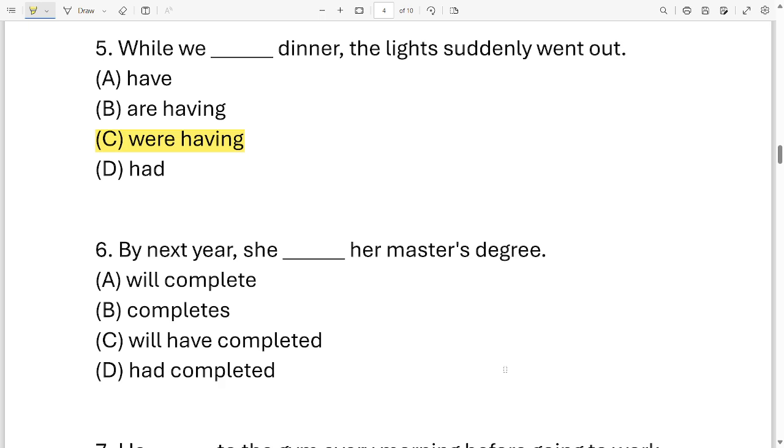Next sentence. By next year, she dash her master's degree. Options are will complete, completes, will have completed, had completed. These are the four options. Which one is correct? It is option C. By next year, she will have completed her master's degree.